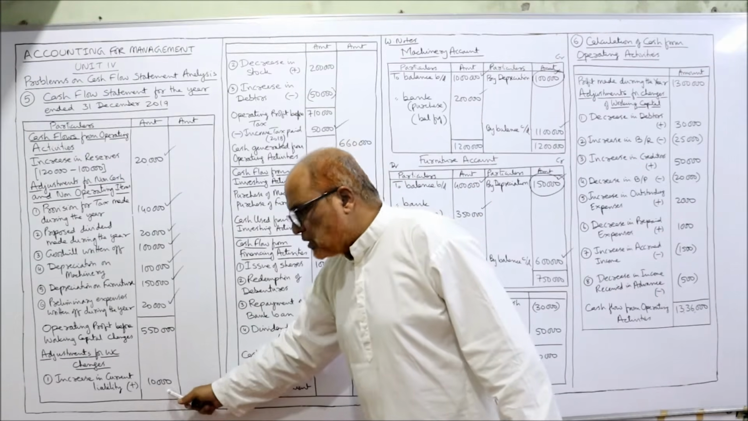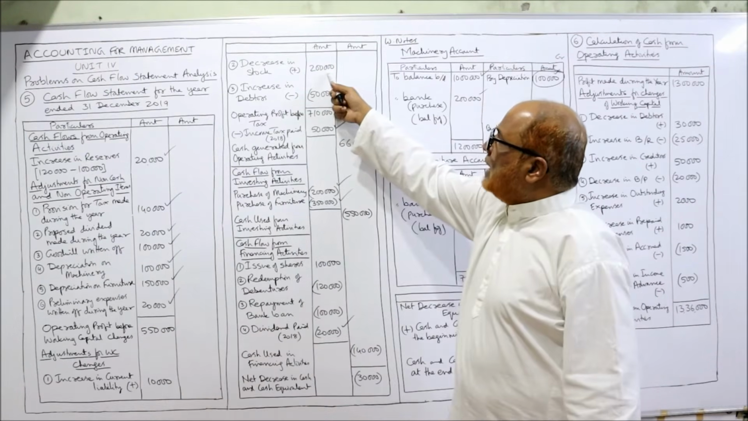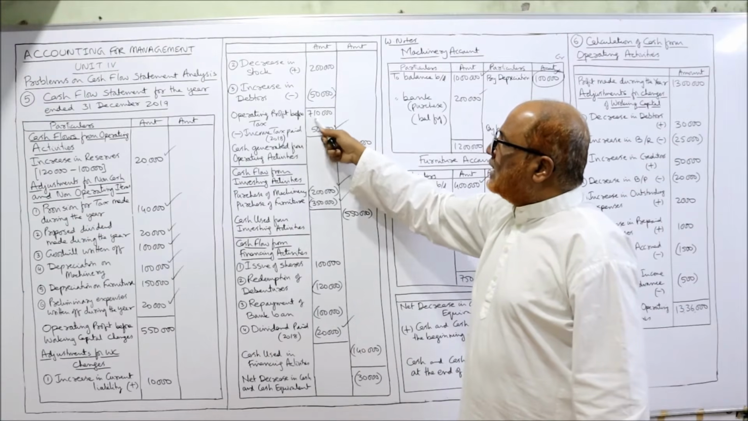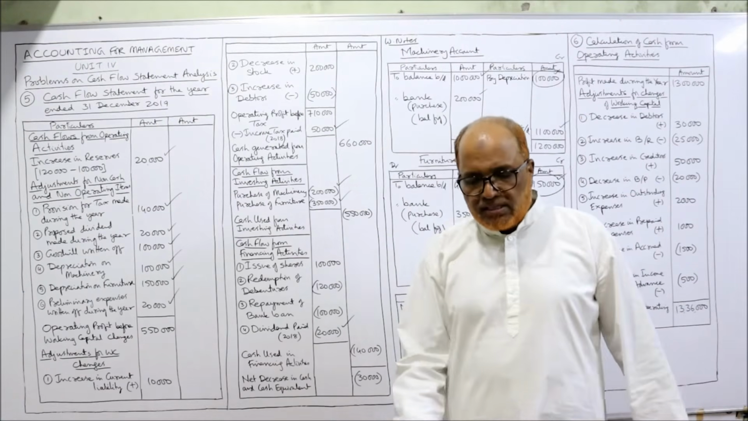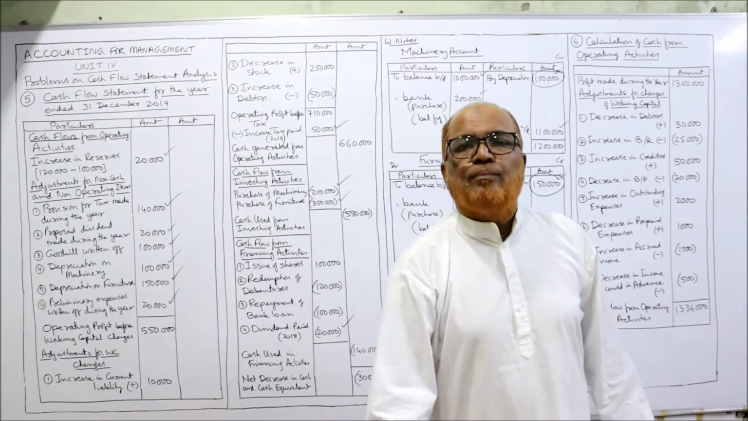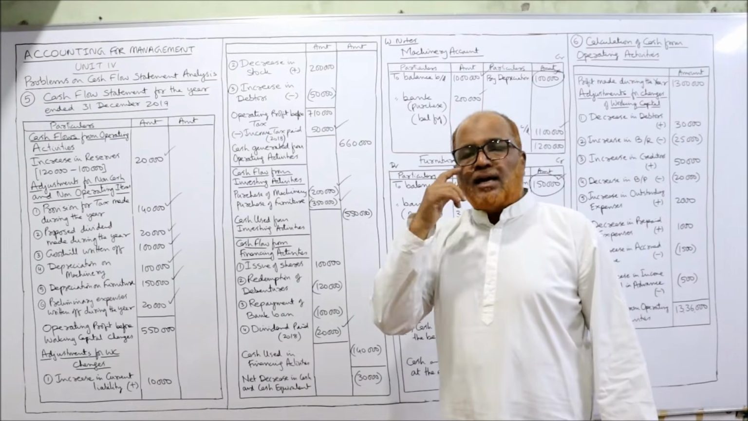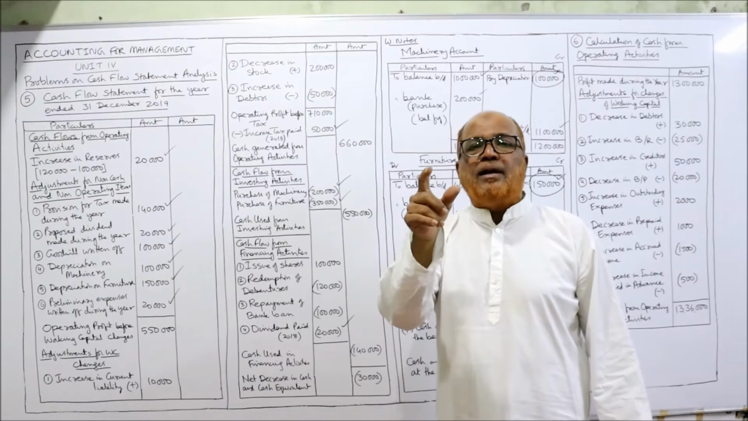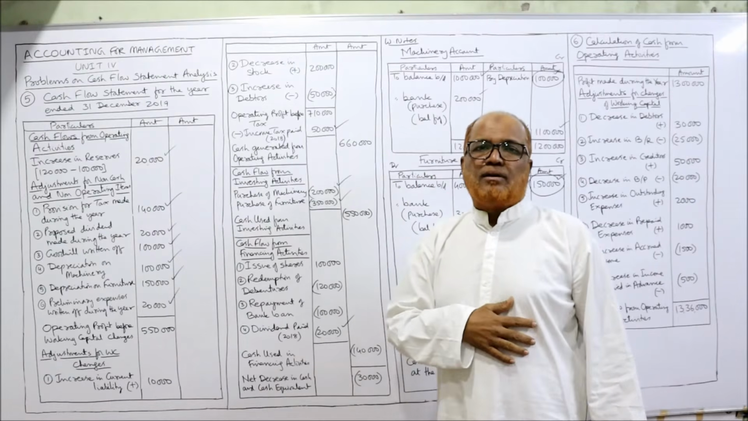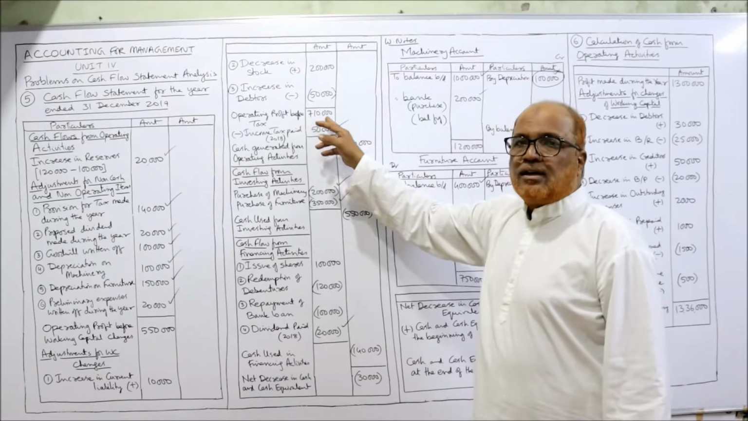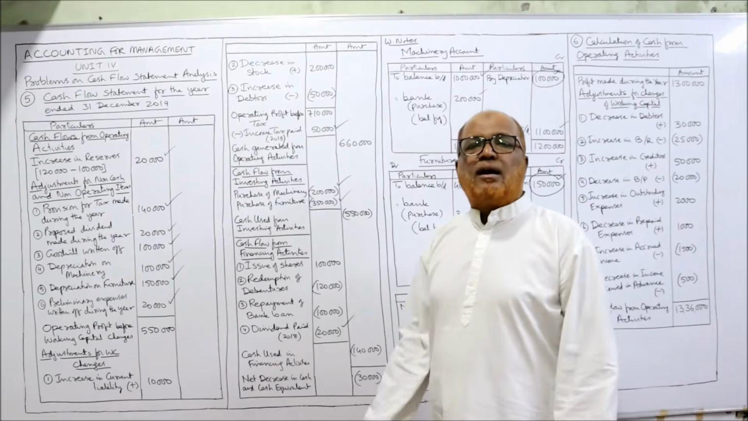So 5,50,000 plus 10,000 plus 2 lakh minus 50,000, you will get 7,10,000. This 7,10,000 is called cash flow, cash operating profit. Operating profit before tax. From this we deduct the income tax.